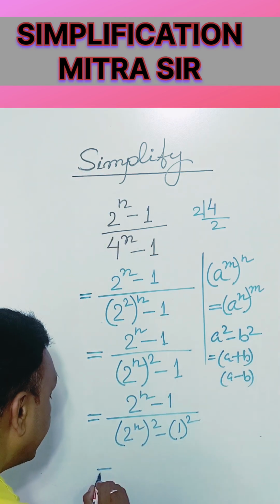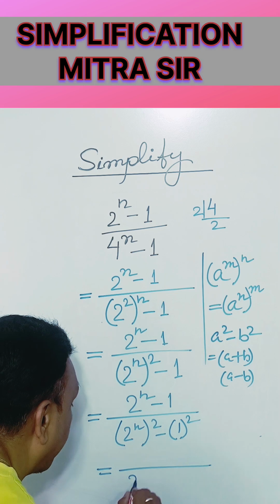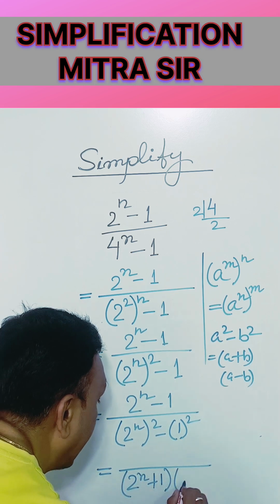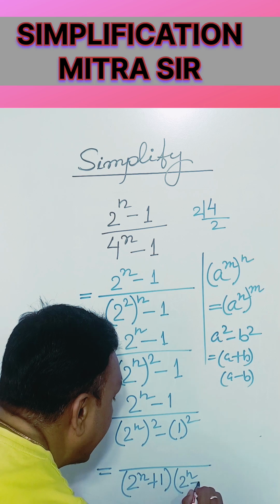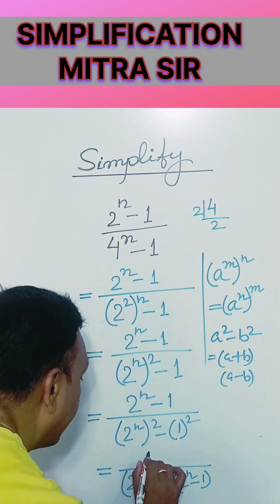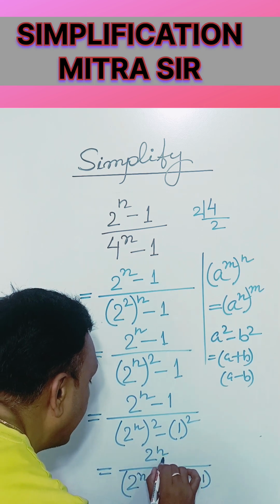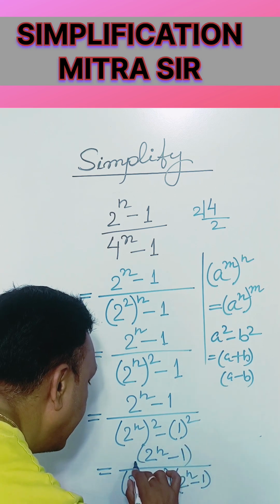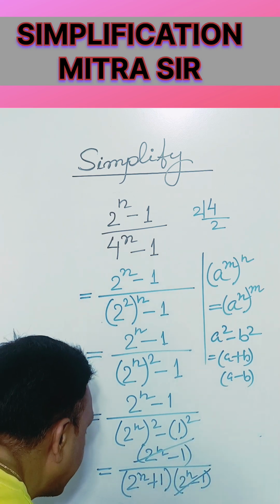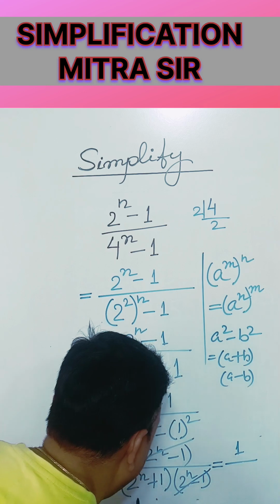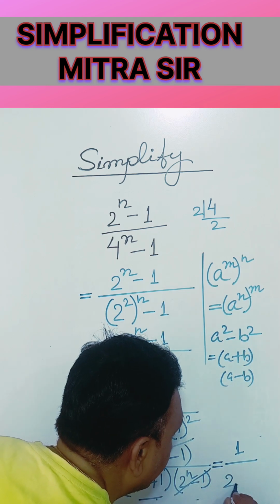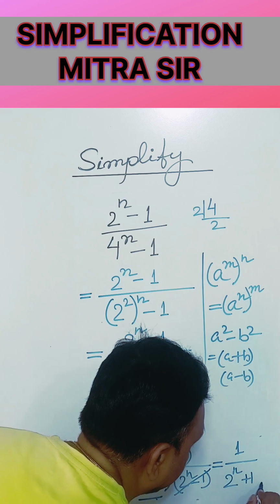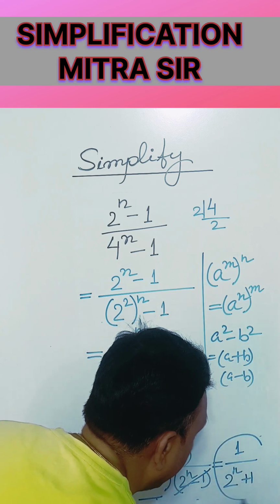So here I'll write a plus b and a minus b. In the numerator, 2 to the power n minus 1. So this one and this one will cancel. 1 by this one: 1 over 2 raised to the power n plus 1. And this is the answer.